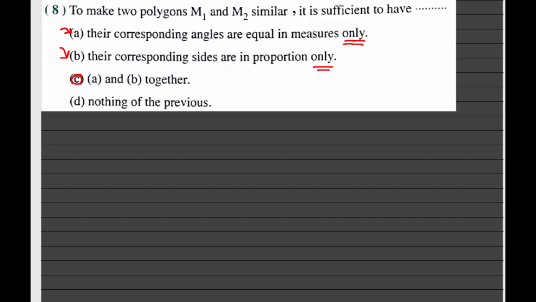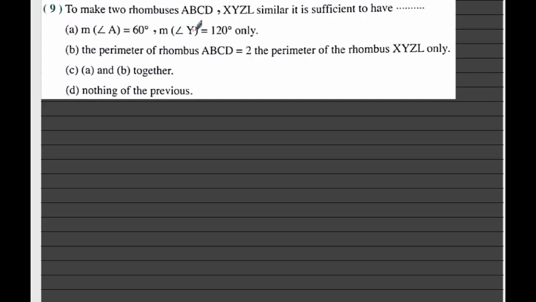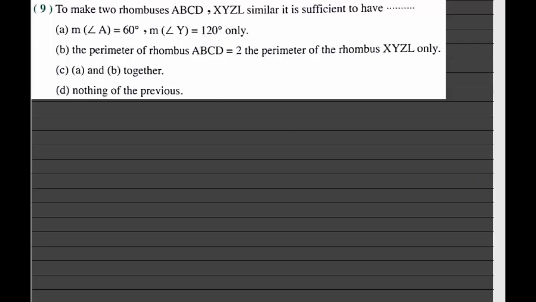Okay, question number 9. To make two rhombus ABCD and XYZL similar, it's sufficient to have A, measure of angle A equals 60 degrees, measure of angle Y equals 120 only. So first we will draw the two rhombus here. Of course, in the rhombus, every two opposite angles are equal in measure, and the four sides are equal. Okay, here is the first one. Here we have another rhombus.